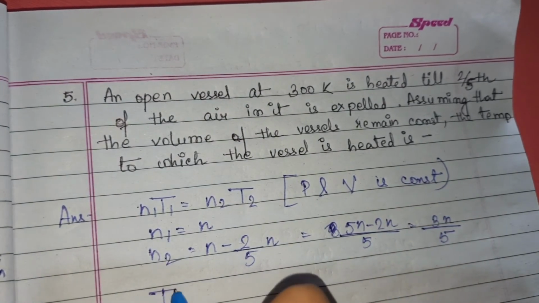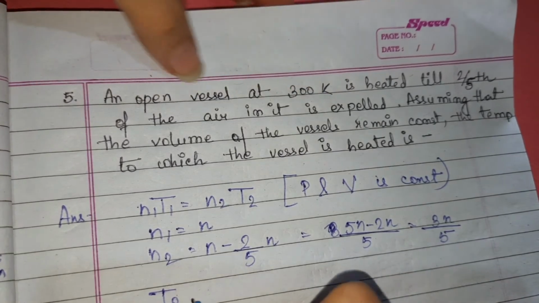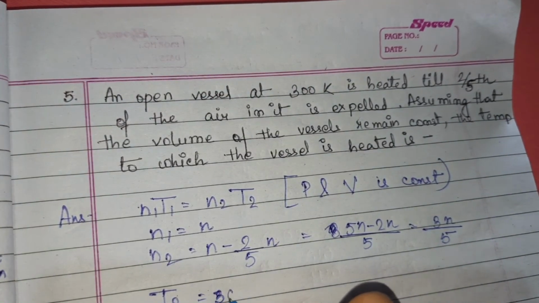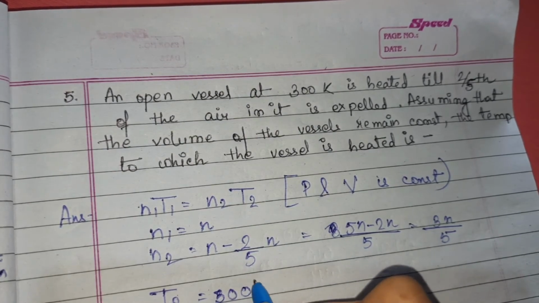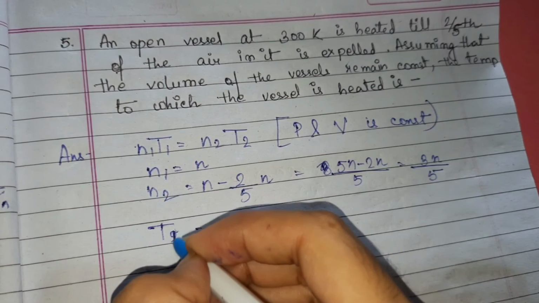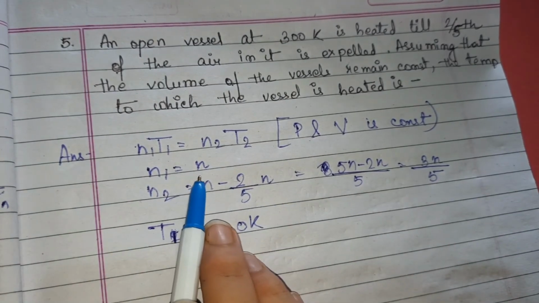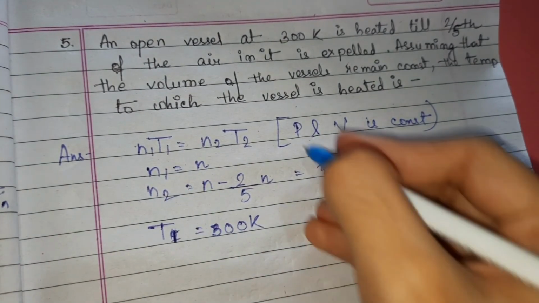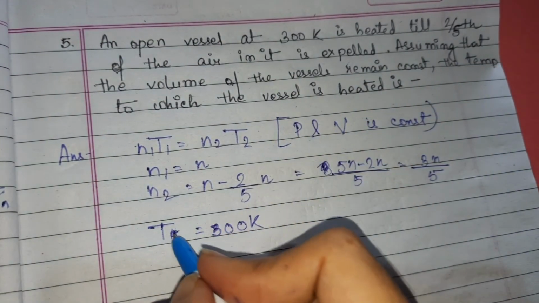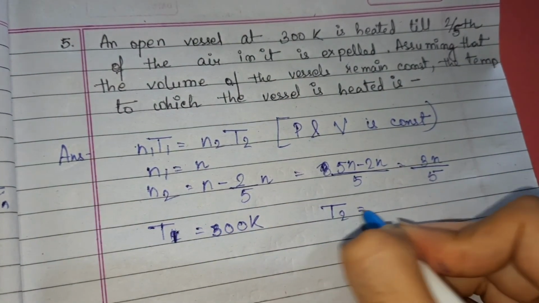Now T1 is 300 Kelvin, everything referring to the air. Oh, so sorry, T1 is 300 Kelvin. We took this one. We need to find what? T2, the temperature at which the vessel is heated. T2 we need to find.